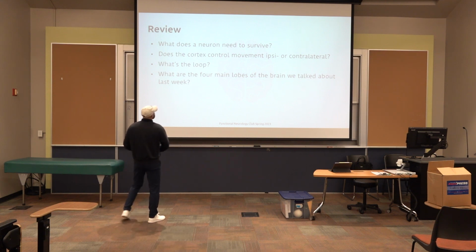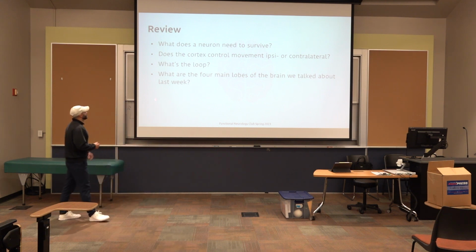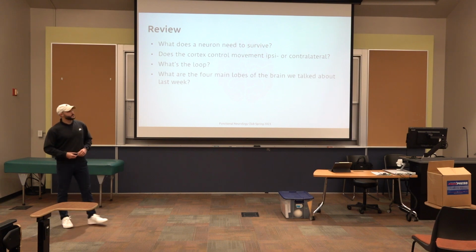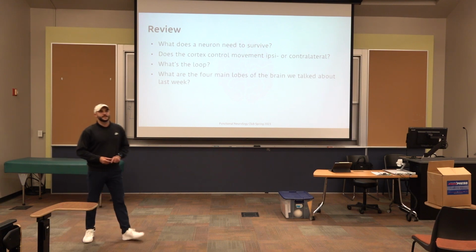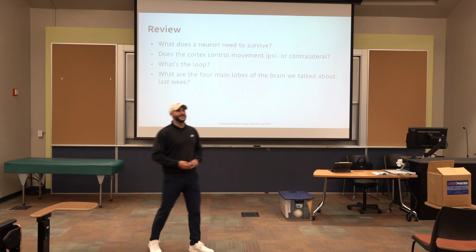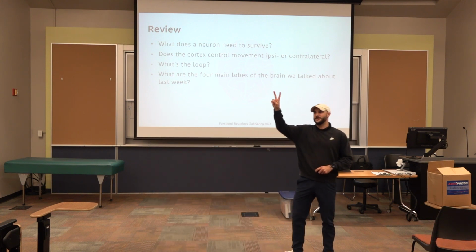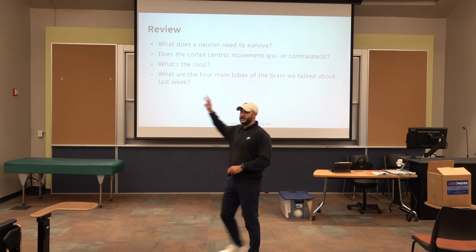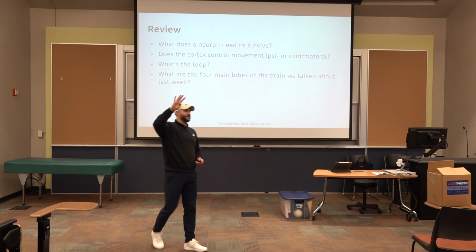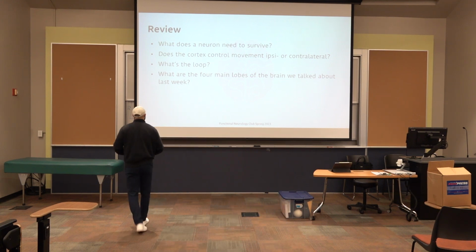Okay, now, what are the four main lobes of the brain that we talked about? Well, maybe we didn't talk about it. What are the four main lobes? Frontal. Parietal. Occipital. Temporal. Good. Good job, guys.